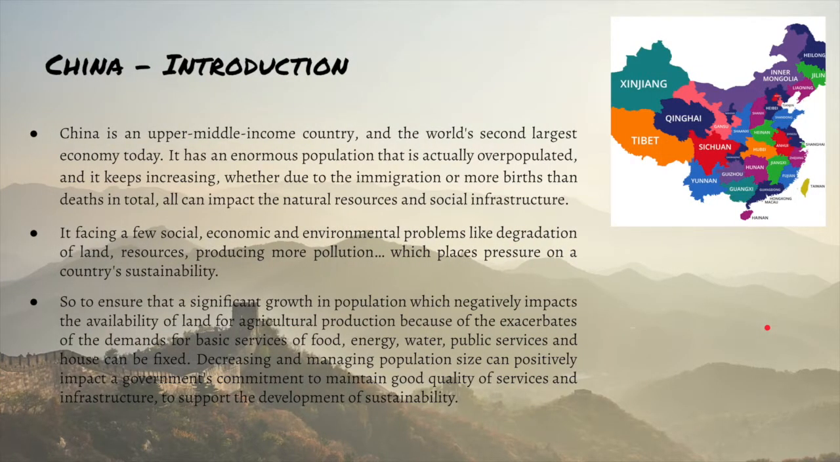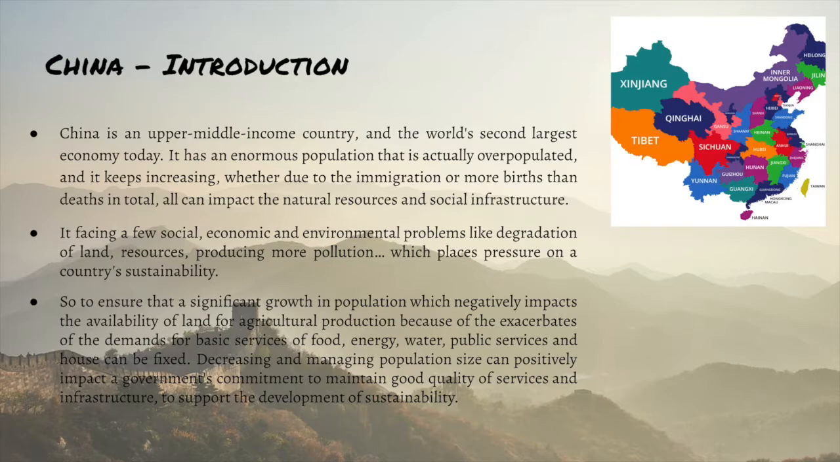China is an upper middle income country and the world's second largest economy today. It has an enormous population that is actually overpopulated and that keeps increasing, whether due to immigration or more births than deaths in total. It can impact the natural resources and social infrastructure. It is facing a few social, economic, and environmental problems, like degradation of land resources producing more pollution, which places pressure on country sustainability.